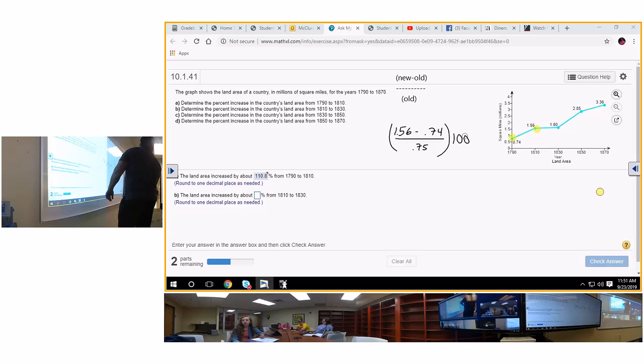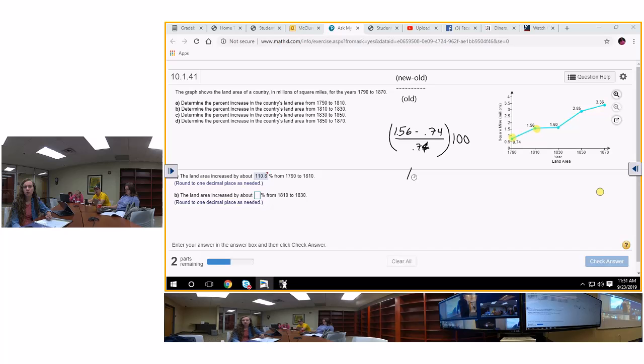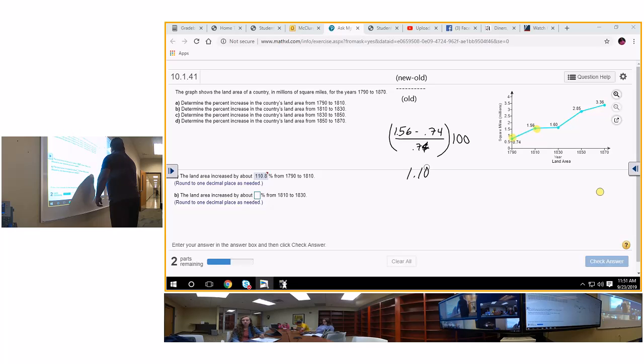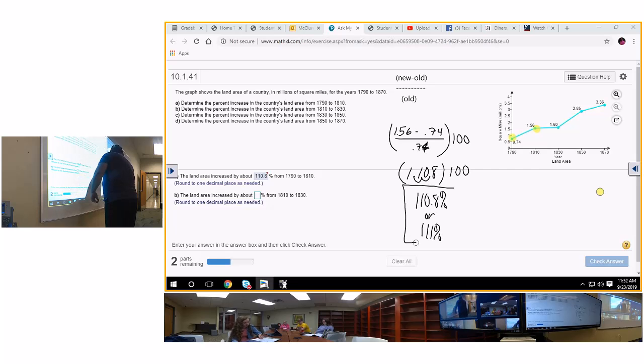Somebody give me what's in the parentheses. What is 1.56 minus 0.74 divided by 0.74? 1.108. 1.108 times 100. And what do you do when you multiply by 100? Move over 2 decimal places. So that's 110.8% or 111% depending on what they're asking for. And it's positive, so that means increase.